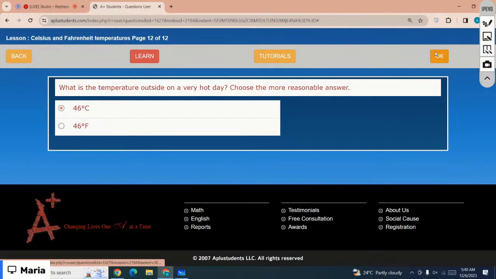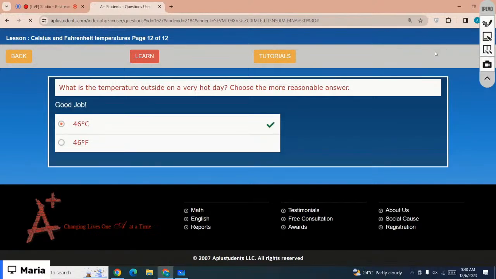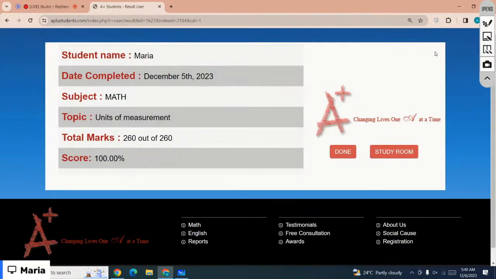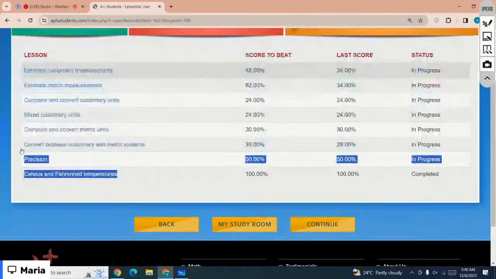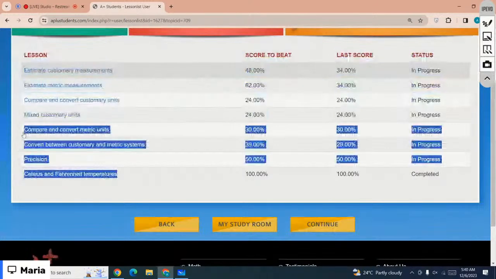We're done with the lesson. Also, I think we are done with the chapter, unit of measurement, for grade 7. We are working on grade 7 math, and the chapter we're working on is unit of measurement. The lessons we have covered today are compare and convert metric units, convert between customary and metric systems, precision, and Celsius and Fahrenheit temperatures, right?